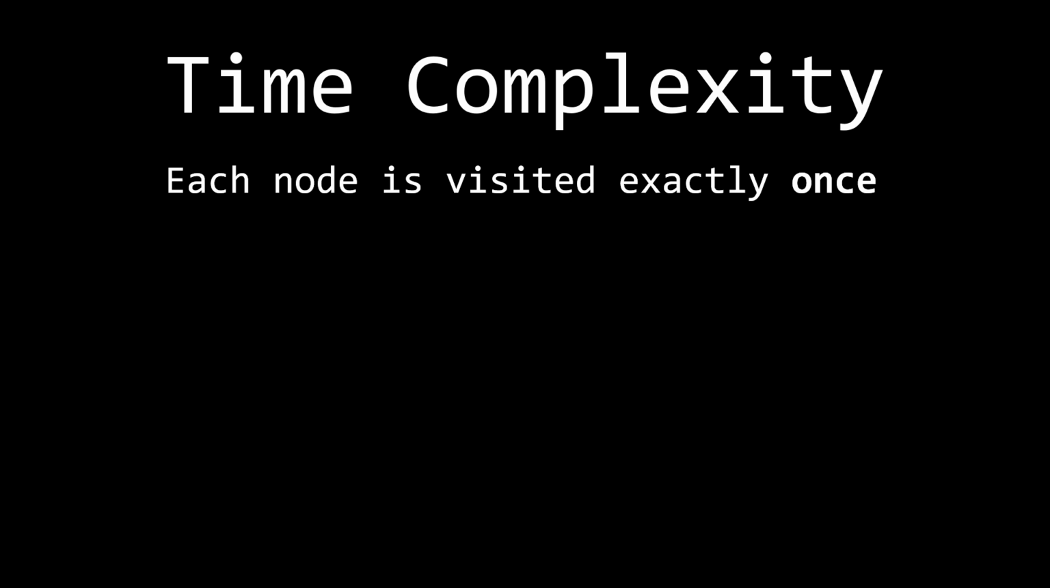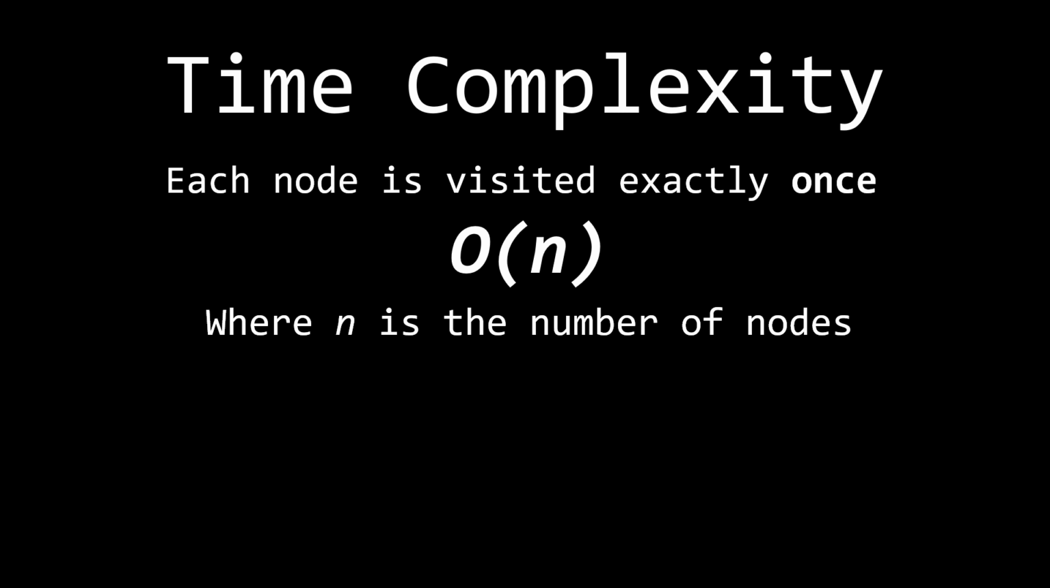Okay, so what is the time complexity for post order traversal? Well, it's really similar to in order and pre order. Each node is visited exactly once. So what does that mean? That means the time complexity is O(n), where n is the number of nodes. And that's pretty much it for post order tree traversal.